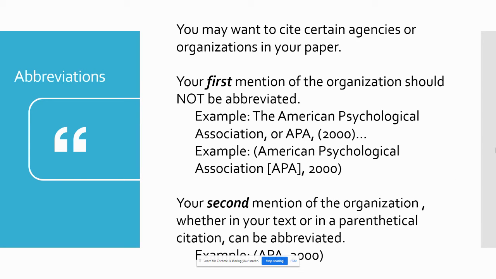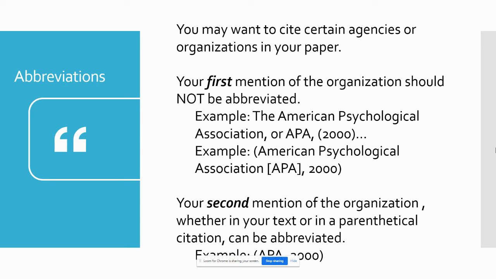You will probably find quality information from certain organizations and agencies, like the American Psychological Association. It can be tedious to list out the complete name of certain agencies and organizations, so APA 7 allows you to abbreviate them. Your first mention of the organization, however, should always include the full name of the organization or agency, whether used in your text or in a parenthetical citation.